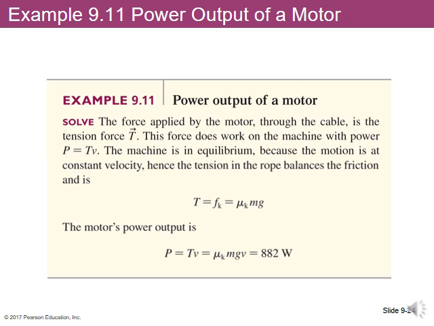The power output is equal to the force times the speed. They're in the same direction in this case, so there's no angle. So the tension force is mu k times mg. The speed is v. Using all of those values that were given in the problem, we get that the power output of the motor is 882 watts.